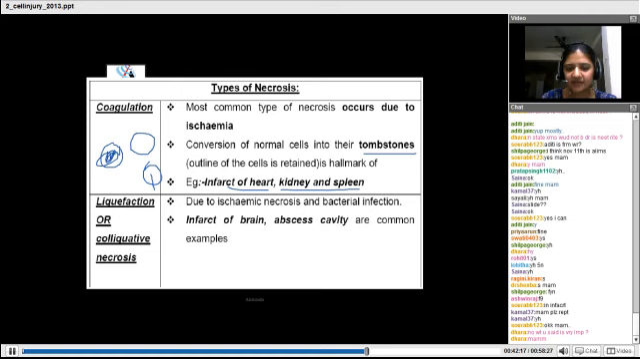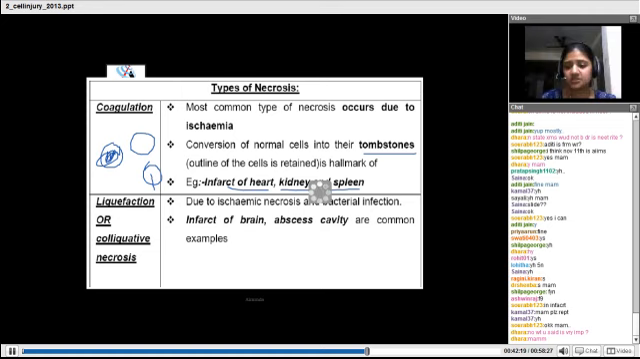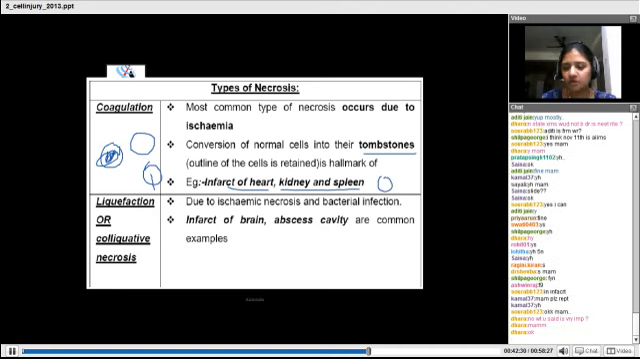Important is this, infarction. Areas where you see necrosis, for all types of necrosis, it is the examples which are an MCQ. For all types, you will find this kind of a chart in almost all your MCQ books, okay? So the MCQ that's frequently asked is the examples of each type of necrosis.